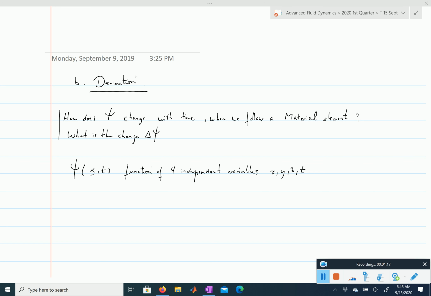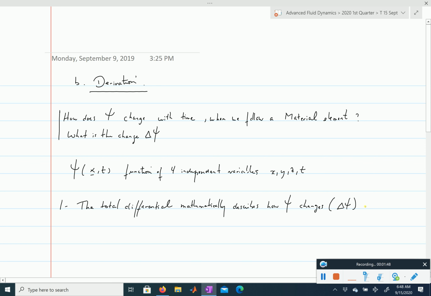And so in terms of mathematics, the mathematical way to look at the variation of a function, if we know how we change x, y, z, and t, is the total differential. So the total differential mathematically describes how the value of our function psi changes when we can vary our variables independently. That means when we can choose a delta x, so a change in x, a change in y, and a change in z, and a change in time independently.